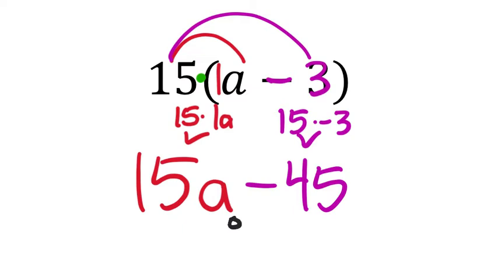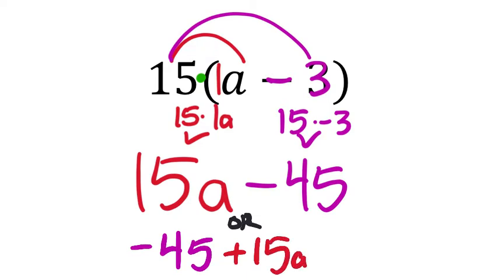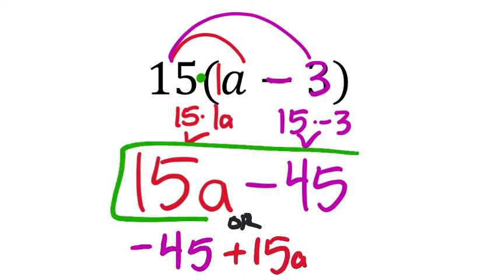Although it is acceptable, remember, we talked about this on the bell work. If you switch these around, as long as the terms keep the signs, you could have written this as negative 45 and a positive, so plus 15a like this. Although for me, I would just keep this in order because I kept the first a term on the left and then the constant here on the right after multiplication.